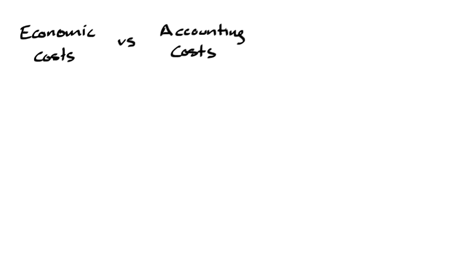Now, many of us are familiar with accounting costs. In economics, we look at costs a little differently. So the question then becomes, what's the difference between economic costs and accounting costs? Well, the difference has to do with opportunity cost.